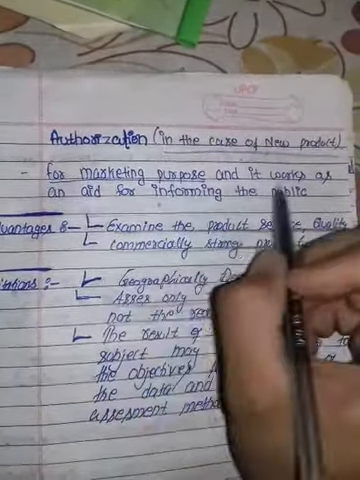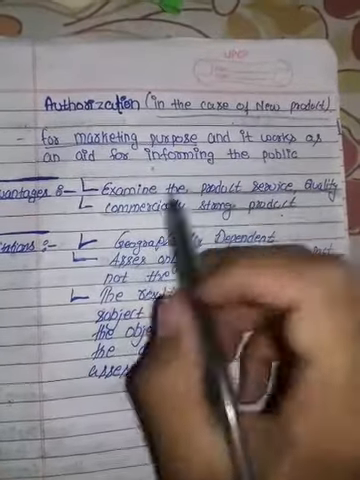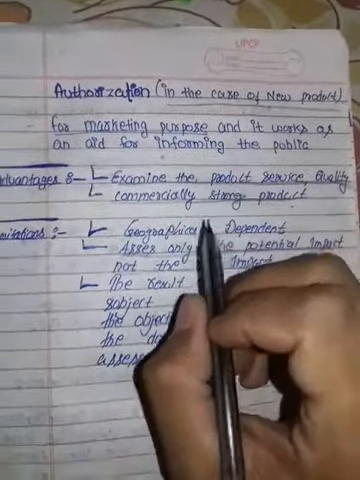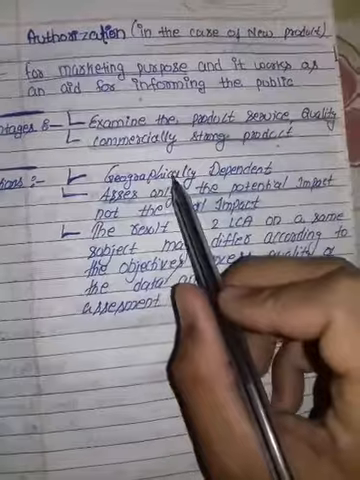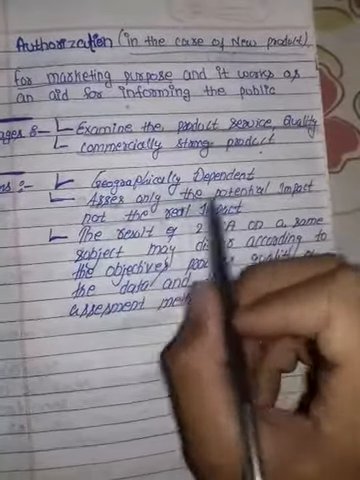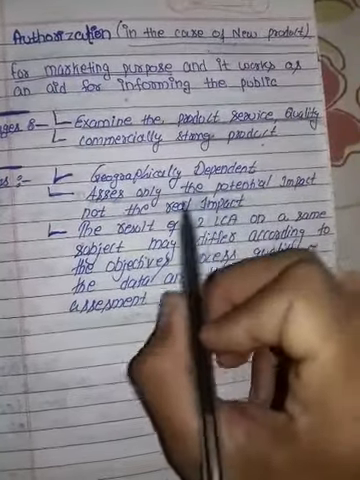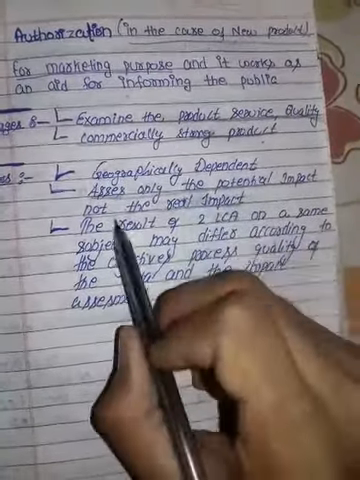So everything has advantages and disadvantages too. So what are the advantages of the life cycle assessment? It examines the product service quality, commercially strong product. Okay, and the limitations are: geographically dependent, assesses only the potential impact, not the real impact. The results of two LCAs on the same subject may differ according to the objectives, process, quality of the data, and the impact assessment method used.